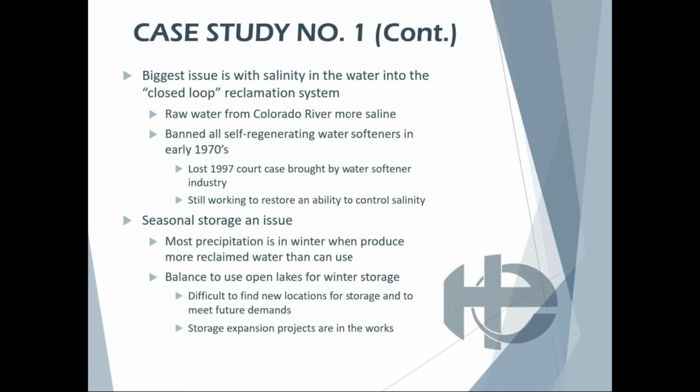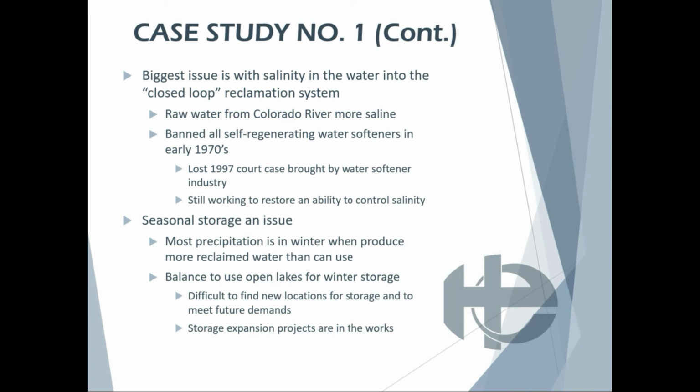In order to try and deal with that, back in the early 70s, they tried to ban all self-regenerating water softeners that would be part of the communities. That went to court. In 1997, a court case was brought by the water softener industry. They essentially lost that case, but they're still trying to work to a solution to control salinity, because obviously the increased salinity in that water going to the crops means that you are building up a salt intolerance for some of your crops.